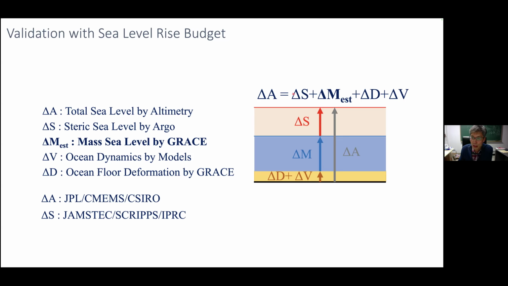I used the steric effect from the ensemble mean of these three different data centers, and the mass effect that I just showed you in the previous slide from GRACE and GRACE Follow-On data. And I additionally include the ocean dynamic effect and seafloor deformation. So the sum of these is a kind of total sea level change estimation. Then I will compare observation and estimation of total sea level change in a later slide.